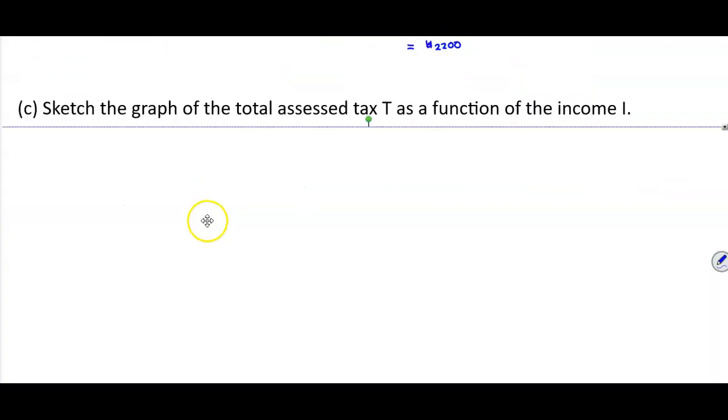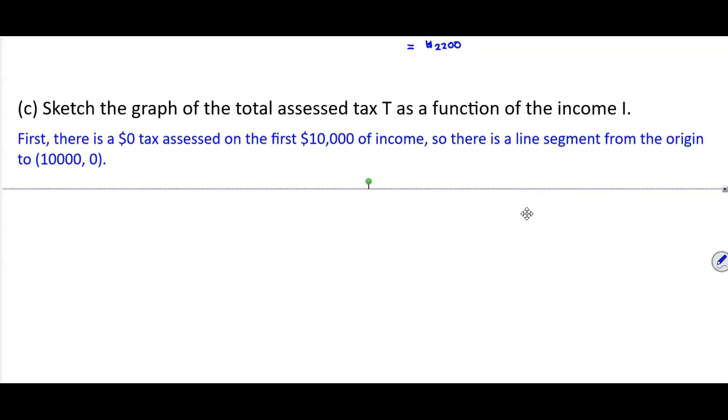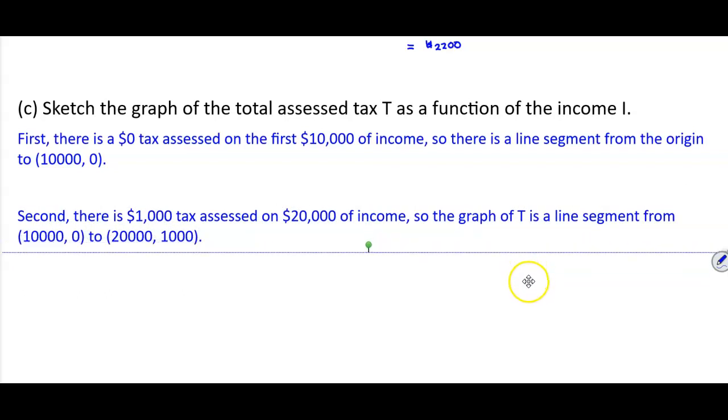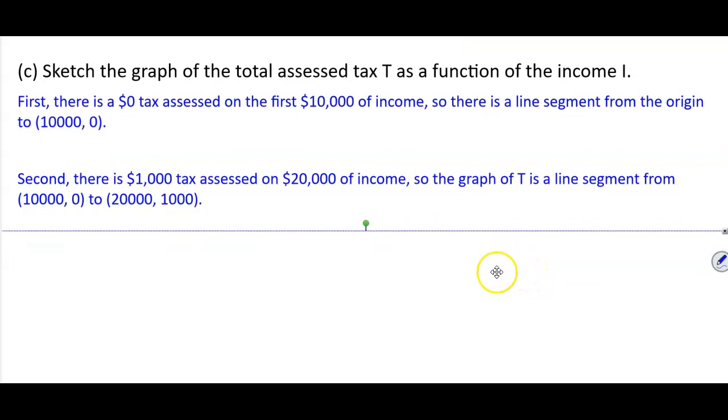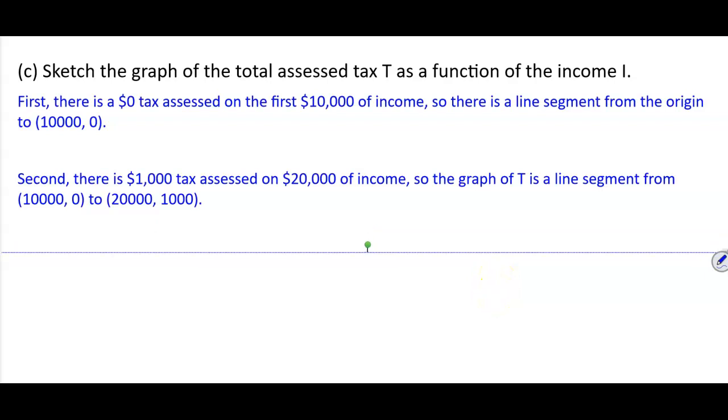Now in part C, we want to sketch the graph of the total assessed tax T as a function of the income I. There is a 0% tax assessed on the first $10,000 of income. So there's a line segment from the origin to the point (10,000, 0). Now the second: there is a $1,000 tax assessed on 20,000. So let's take a look at that.